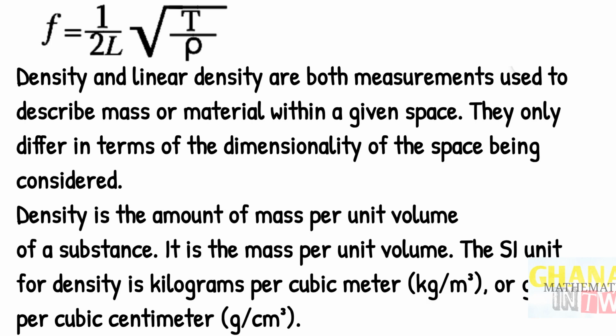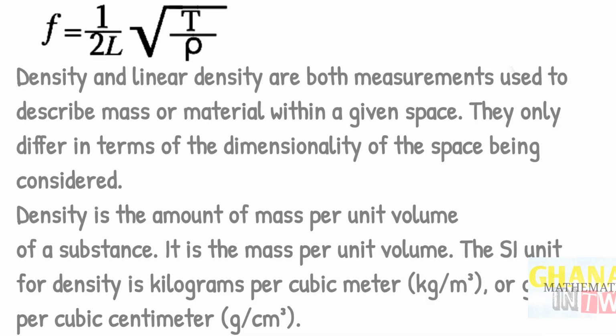Density is the amount of mass per unit volume of a substance. It is the mass per unit volume. The SI unit for density is kilograms per cubic meter, kg per meter cube. Someone may reject the kilogram and go for grams. If you go for grams, it is grams per centimeter cube. So that is the unit for density.